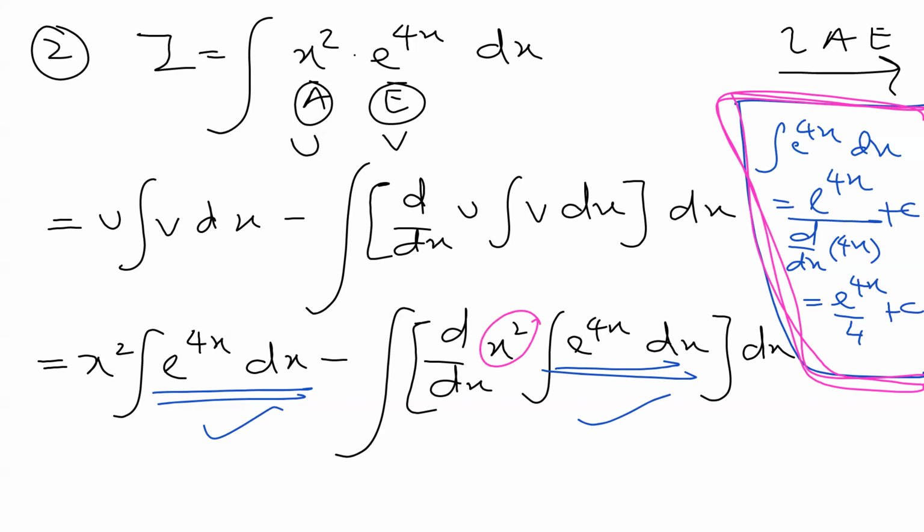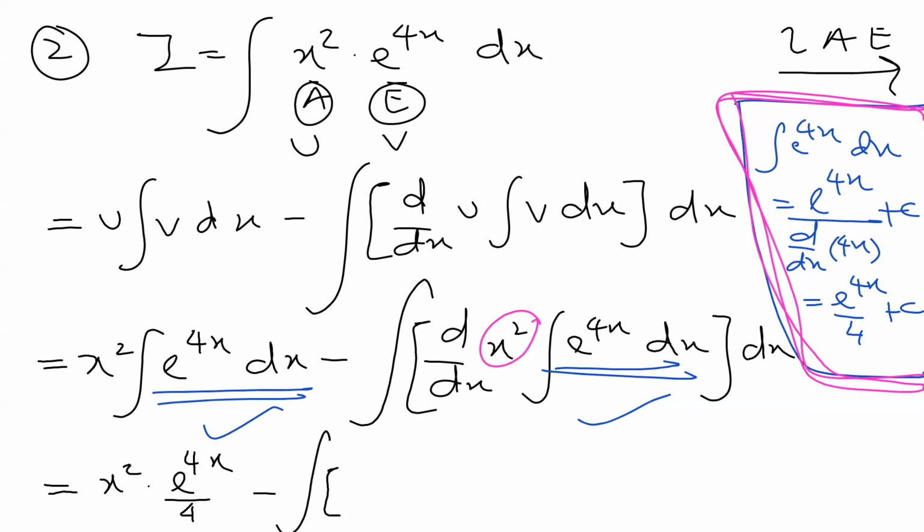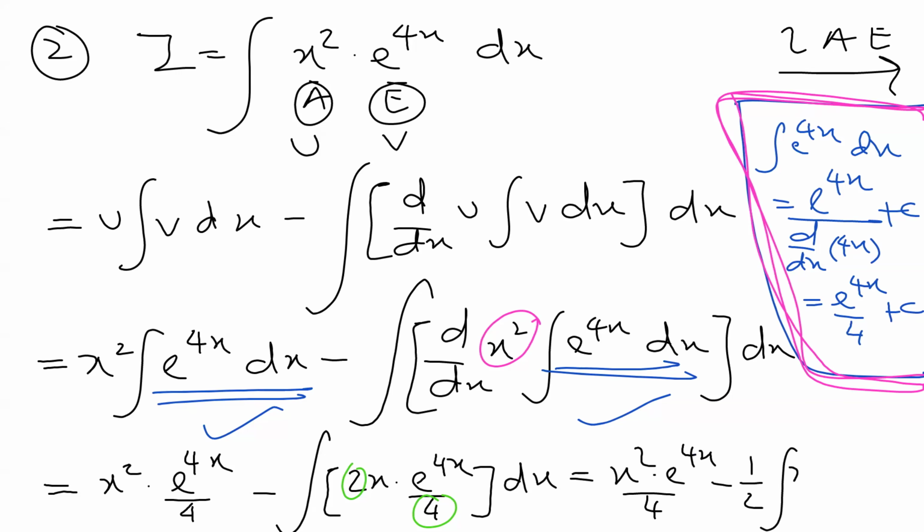What is the derivative of x square? 2x. Don't leave the box bracket. Bigger integration should look like bigger integration. What is 2 upon 4? 1 upon 2. Where will that 1 upon 2 go? Outside the integration. Perfect. So x square e raised to 4x by 4 minus half x e raised to 4x dx.